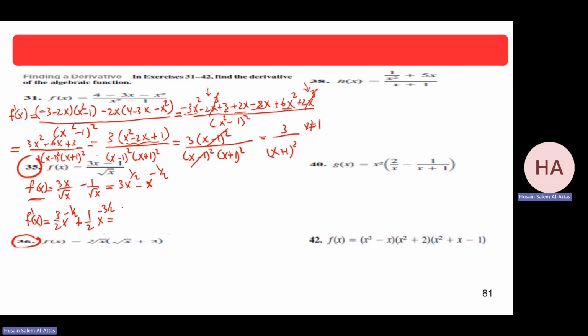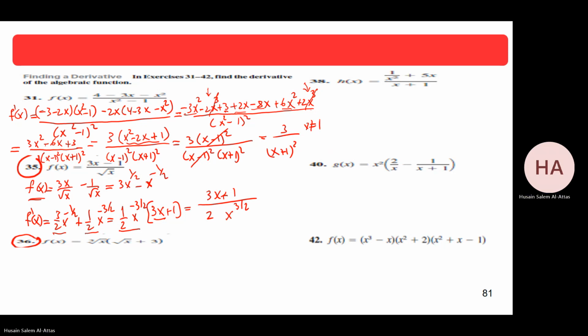So I take half and x to the power minus 3 over 2 as a common factor. What is the remaining? The remaining is 3x. I divide this by this, we get 3x. Divide this by this, I get plus 1. So the answer is 3x plus 1 over 2 x to the power 3 over 2.